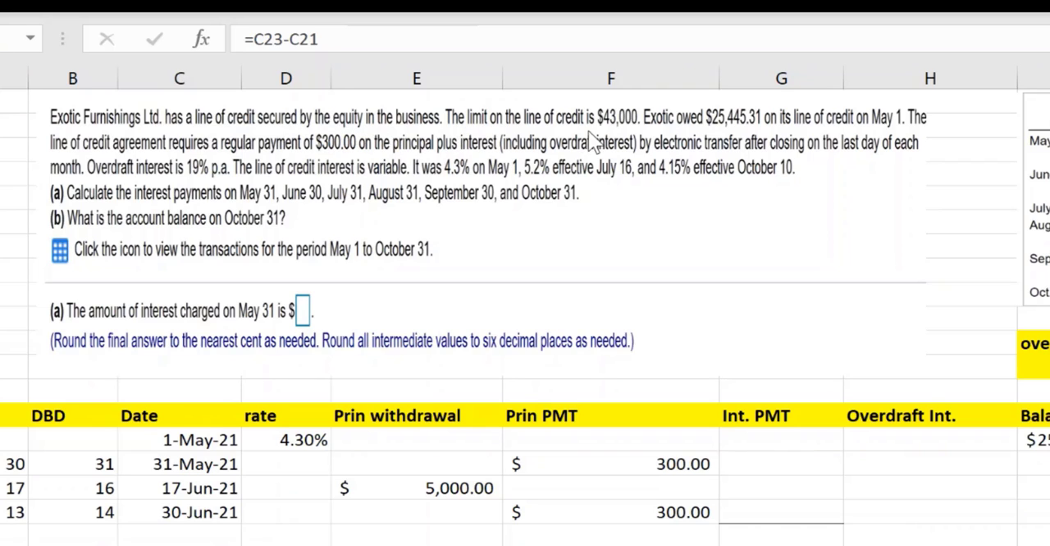Exotic Furnishings Limited has a line of credit secured by the equity in the business. The limit on the line of credit is $43,000, which means that the most you can borrow is $43,000. Anything over, you will be charged extra.